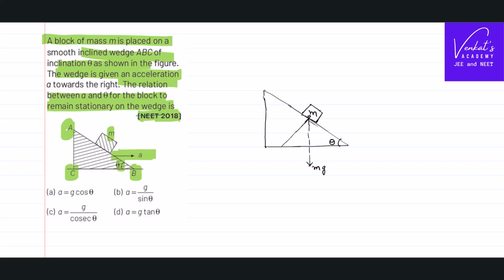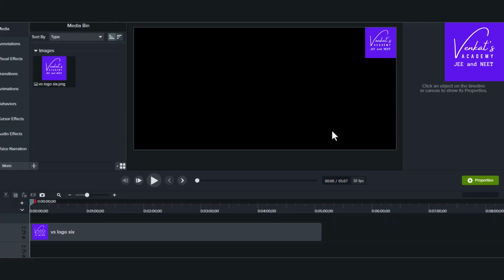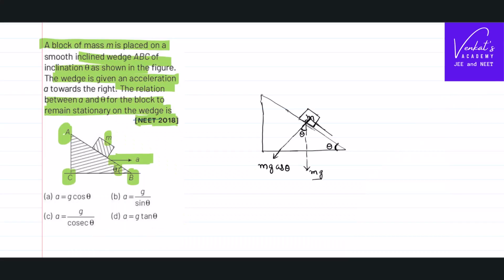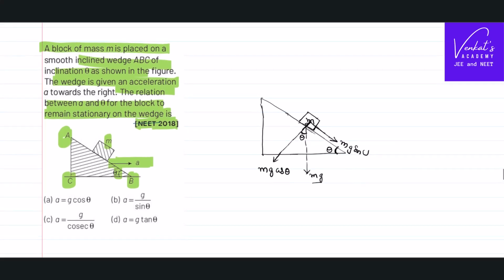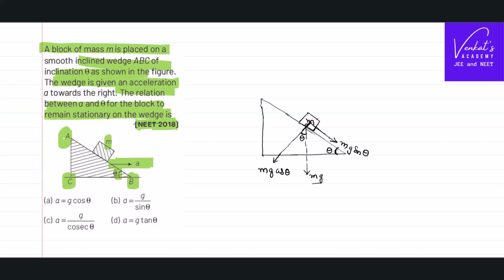As this angle is theta, this angle is also theta. So for this mg, the component adjacent to theta is mg cos theta. And the other component is automatically like this, sorry, the other component along the incline is mg sin theta. That's the first part of the problem. Now let's talk about the acceleration given to it towards the right. There's an acceleration A given to that system towards the right.